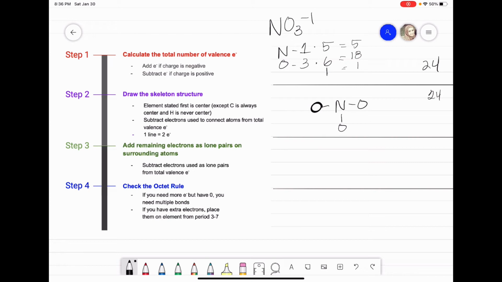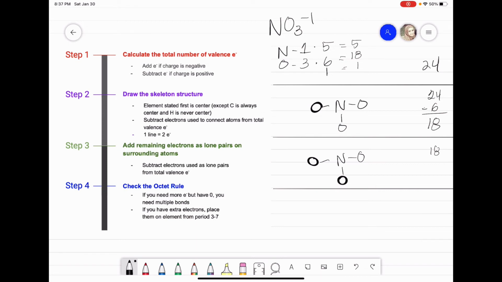And I just used up 2, 4, 6, right? Each line is 2. So I just used up 6. So I have 18 left. Okay? So I just drew the skeleton. Next is add remaining electrons as lone pairs. Okay? Of course, when you're doing this, you don't have to keep redrawing it. I'm just redrawing it because you're learning this. So I have 18 electrons here. And I like to do surrounding atoms first if I can. If it's not hydrogen, I like to do surrounding atoms first because it keeps it symmetrical for me.